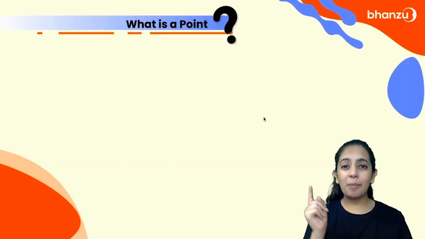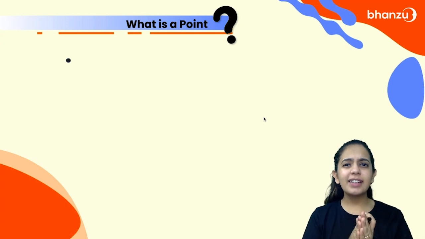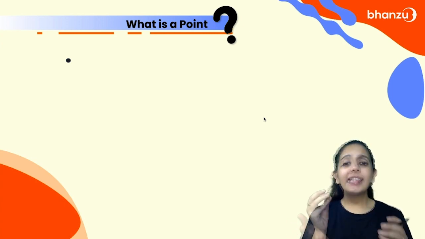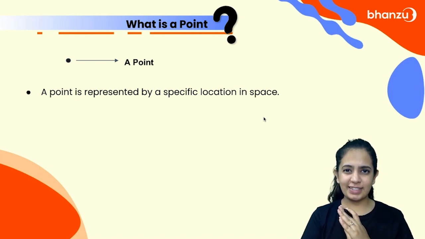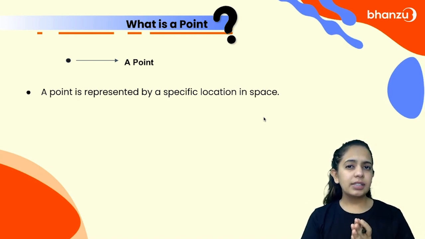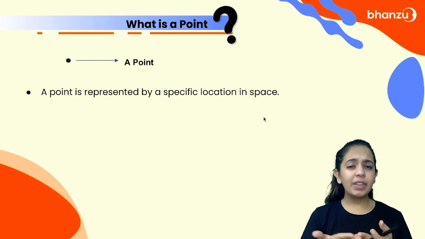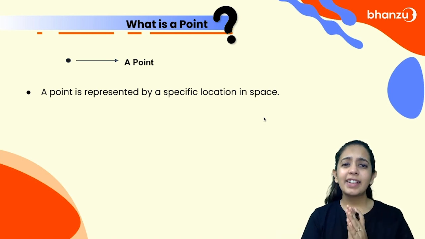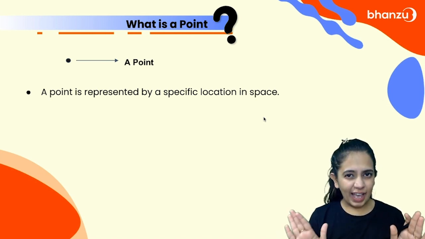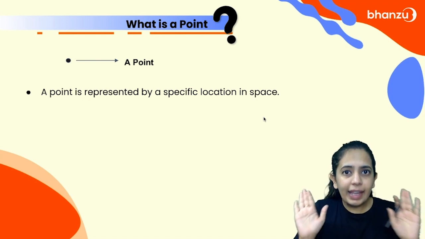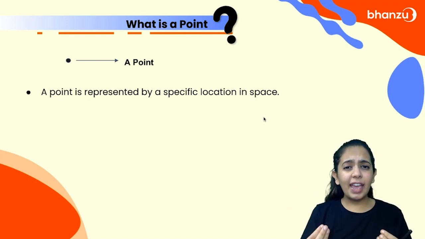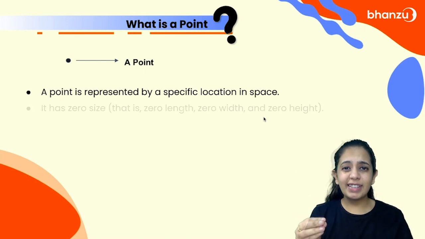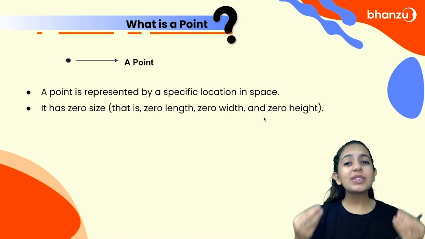Starting with a point. So this over here is a point. The point represents a specific location in the space. Now I wonder, can we measure the point? If yes, then how? Actually, it doesn't have any length, it doesn't have any width, and it doesn't have any height as well. So therefore, we cannot measure the point. That is, it has no size.